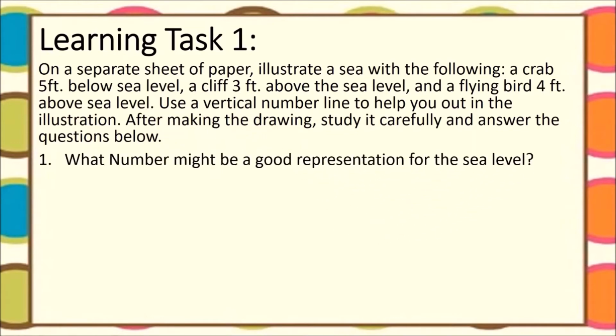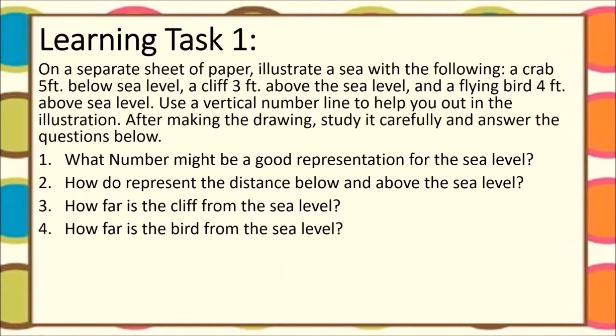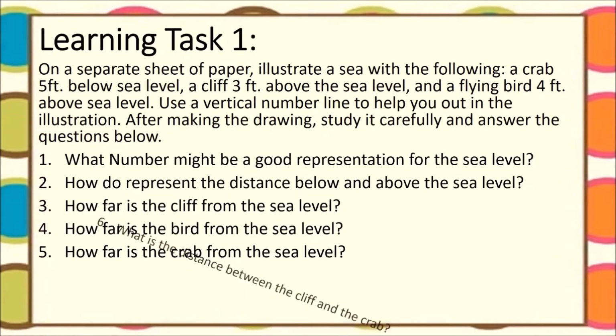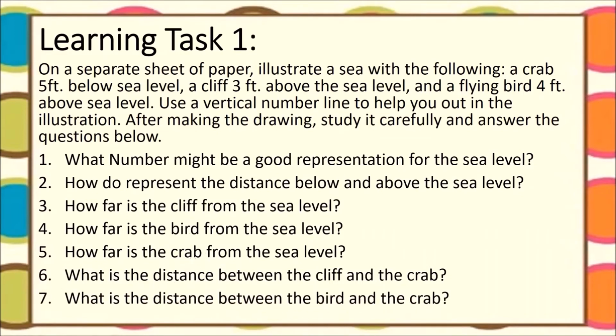So question number 1, what number might be a good representation for the sea level? Number 2, how do you represent the distance below and above the sea level? Number 3, how far is the cliff from the sea level? 4, how far is the bird from the sea level? 5, how far is the crab from the sea level? 6, what is the distance between the cliff and the crab? And 7, what is the distance between the bird and the crab?